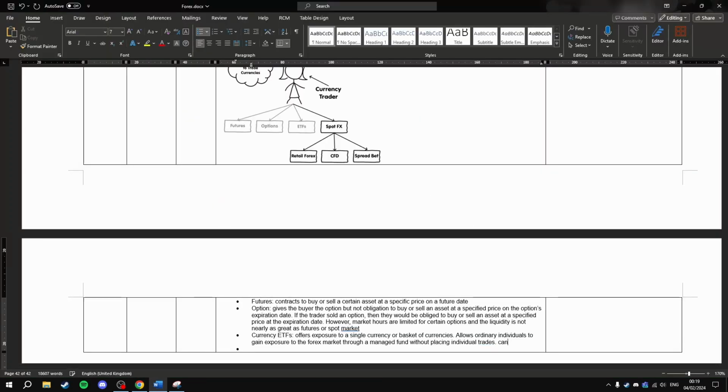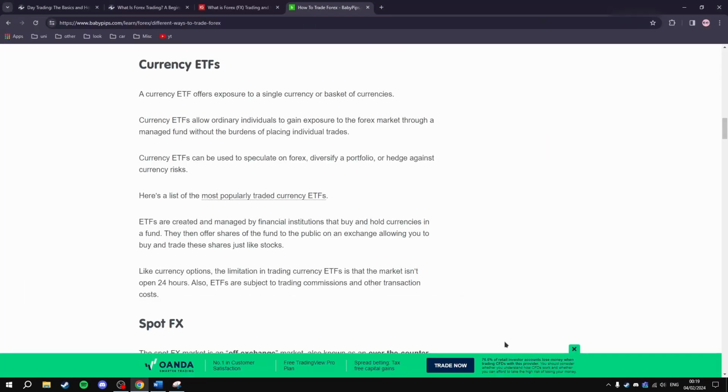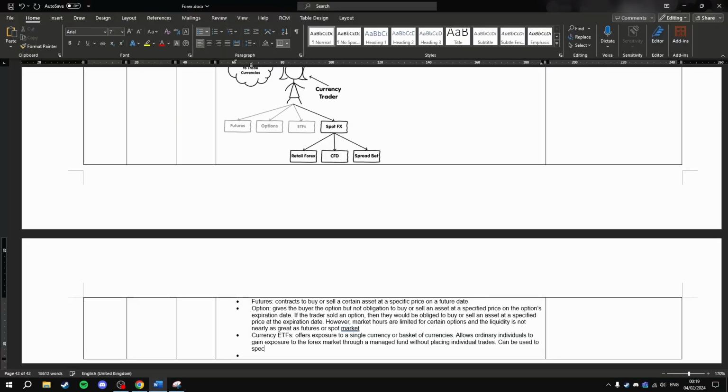So they can be used to speculate on Forex, diversify a portfolio, and hedge against currency risks.